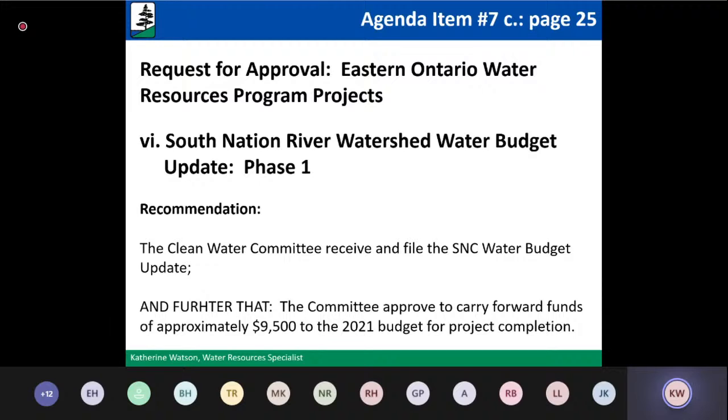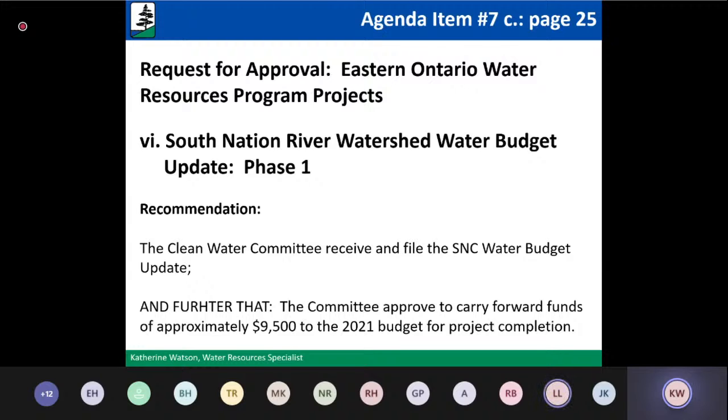So Aquanti is due to have that model infrastructure complete by the end of December, and then they're going to provide it to us. And our hydrogeologist at that time has some additional modeling work that he will complete as part of this project. So we are looking to carry funds forward into 2021 and anticipate this project to be completed by June of 2021.